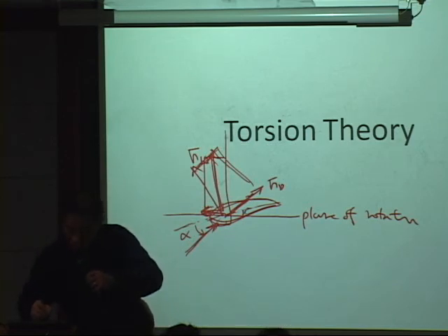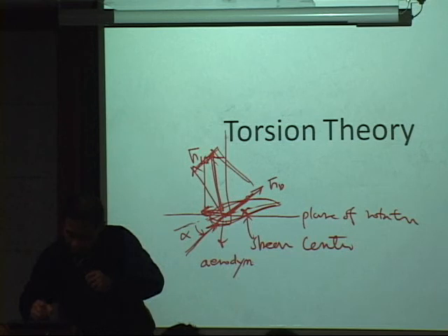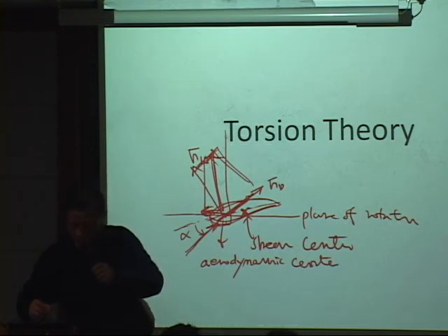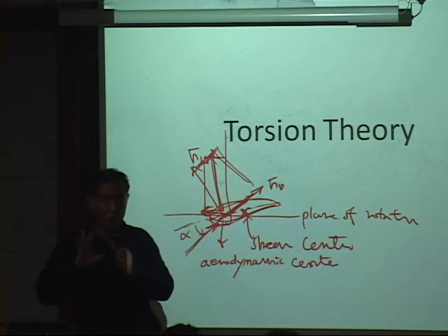So anyhow, there is a center called a shear center, and this force is passing through this little. This is the aerodynamic center, and this center and this center are different. What is the shear center? If all the forces pass through this shear center, there will be no torque, no twisting torque.